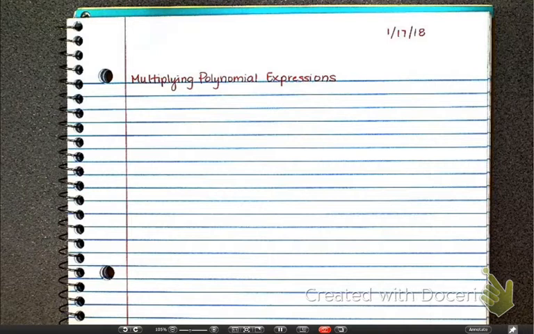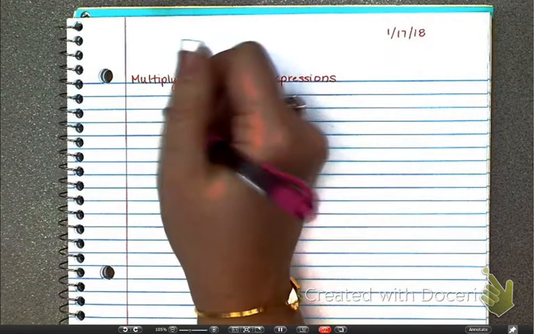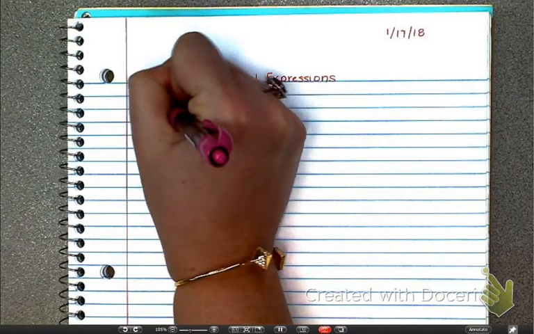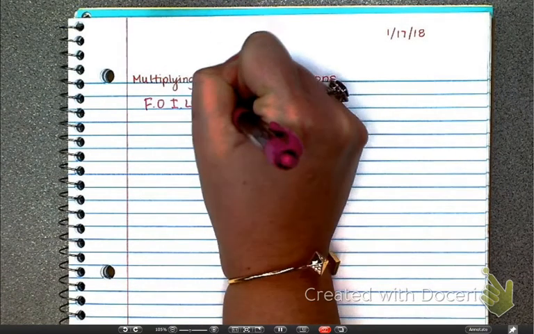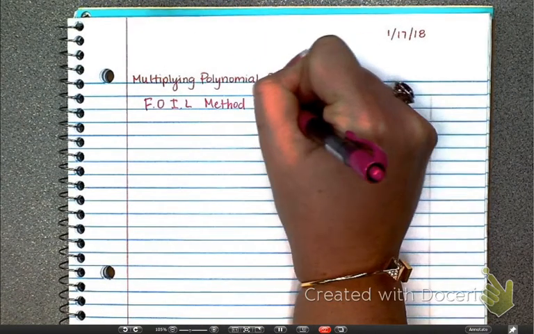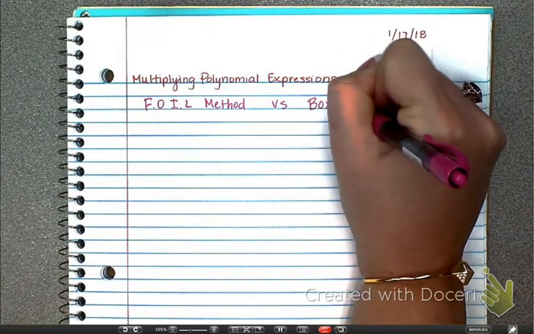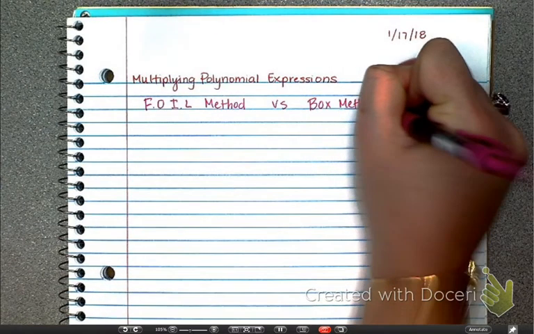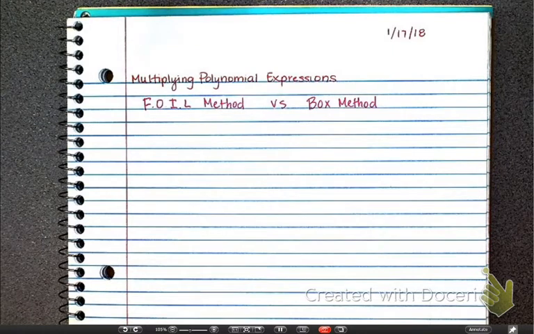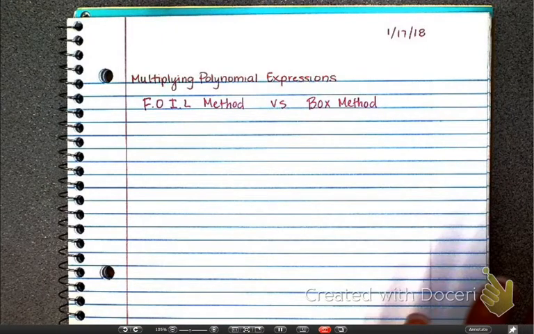Okay? There are 2 different methods we're going to look at. We're going to look at the FOIL method and the box method. You use whatever one you want. When we get into multiplying like a trinomial times a trinomial, the box method's nice because it organizes your work a little bit, but the FOIL method works. If you like the box all the way through, then you do the box. If you like FOIL, you're going to FOIL. Okay? The very first problem, I'm going to show you using both methods. And then we can decide as a class which one we like the best.